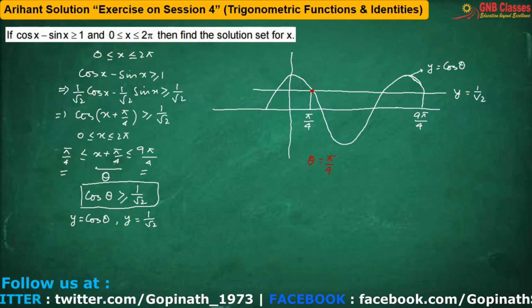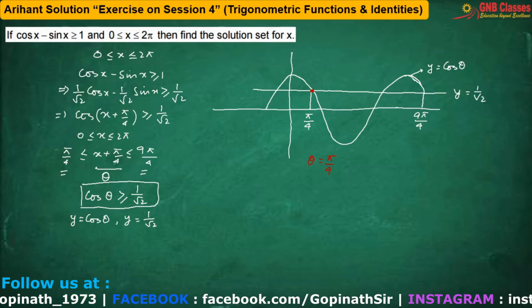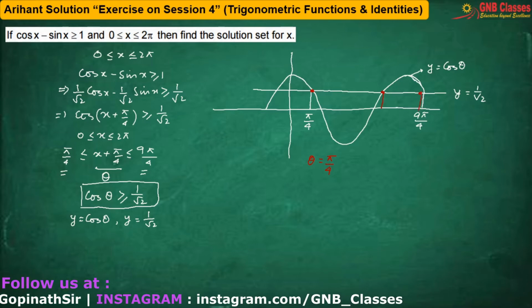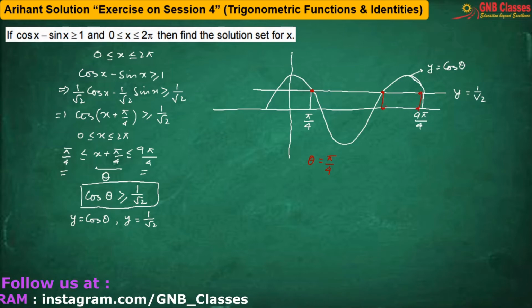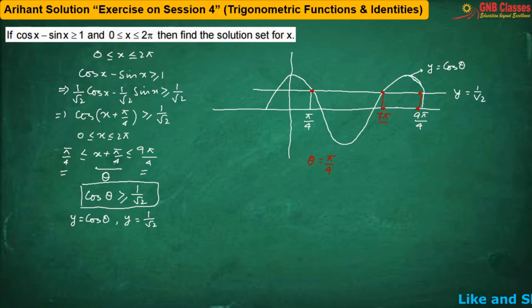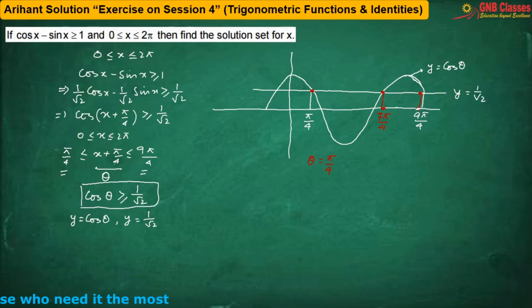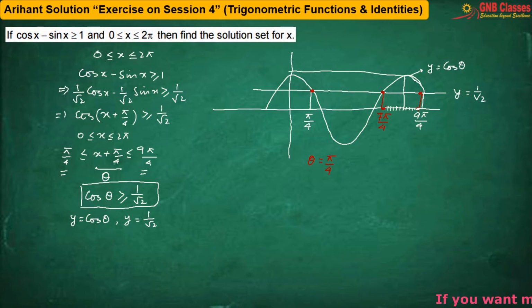Is it clear? And the region where your cos theta is greater than 1 by root 2 is from this point to this point. Now the question comes, what is this point? This point will be 7 pi by 4 and this point will be 9 pi by 4. Okay? Now you observe, any point you choose between 7 pi by 4 to 9 pi by 4, the corresponding value of cos theta will be more than 1 by root 2. Is it clear? It will be more than 1 by root 2.